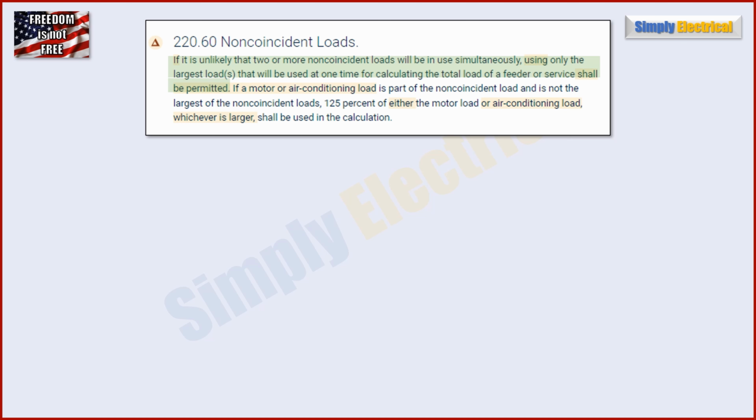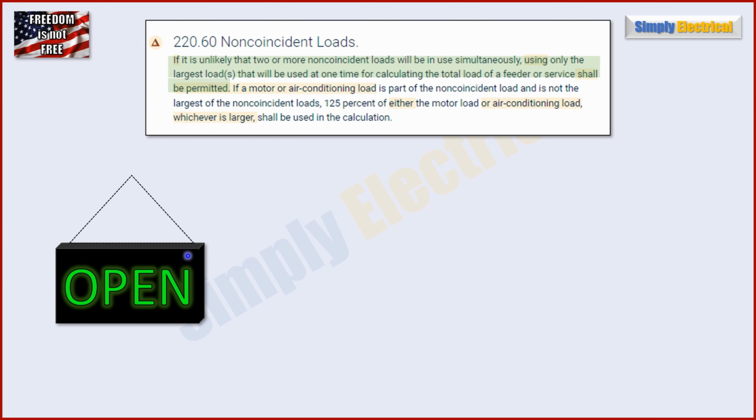So let's take a look at this first sentence by itself, and then we'll take the second sentence later. Okay, it says, if it is unlikely that 2 or more non-coincident loads will be in use simultaneously, using only the largest load or loads that will be used at one time for calculating the total load of a feeder or service shall be permitted. Okay, so that's pretty simple. It's a bit wordy, but it still makes sense. So a paraphrase would be, say, if you have non-coincident loads that won't likely run together, use the largest load for your calculation. Okay, now back to our example.